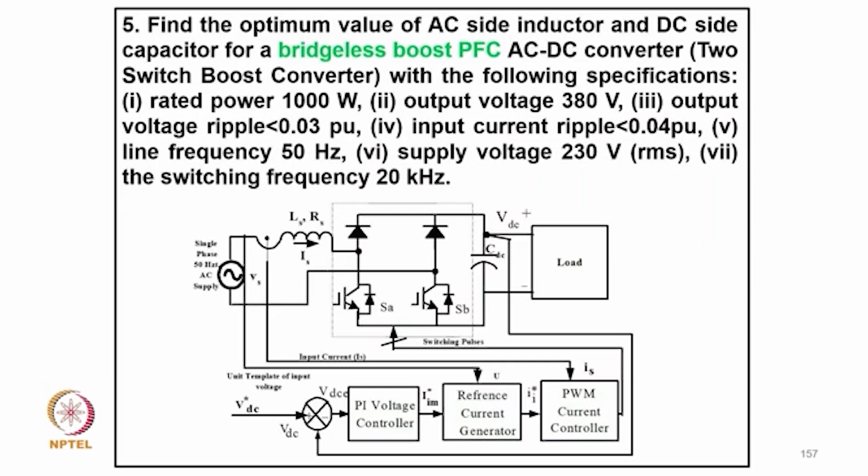You can see the circuit here. One converter operates in the positive half cycle, another in the negative half cycle. That's why you call it a bridgeless boost converter.